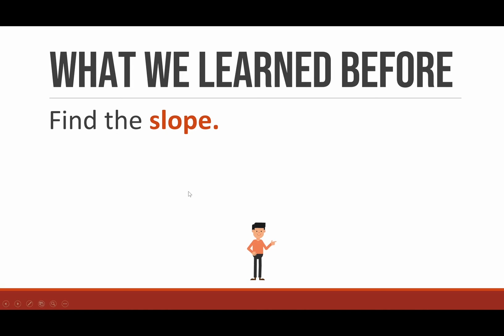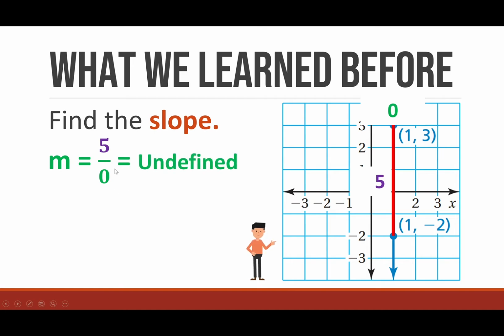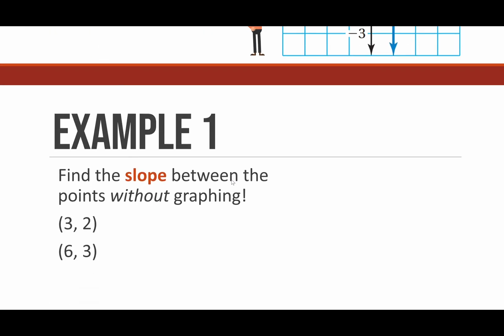And finally, let's take a look at this one right here. I'm going to draw my line. I can see that it rose up 5, but it didn't really go anywhere left to right. So my slope is going to be 5 over 0. But can you do that? I don't think so. You can't divide by 0. That's undefined. So my slope is undefined.